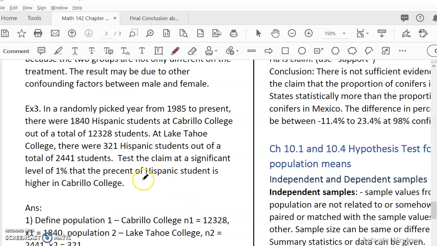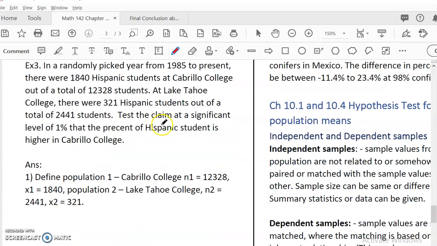Now you would say, well, you already have the whole total students, so why do you have to estimate? We're estimating it because it's from different years. They just randomly pick one year. Over the years, you would have different percentages of Hispanic students. So that's why it's still a sample.